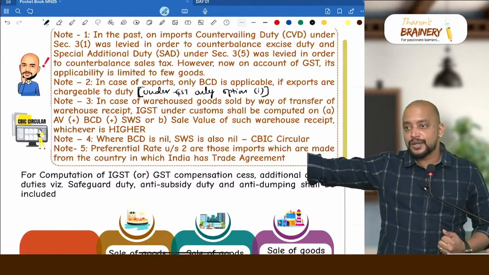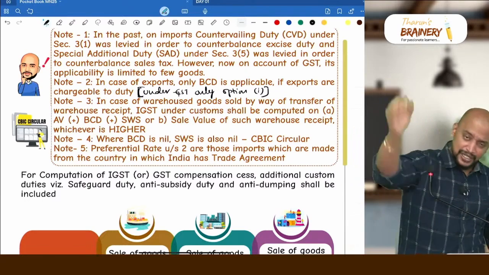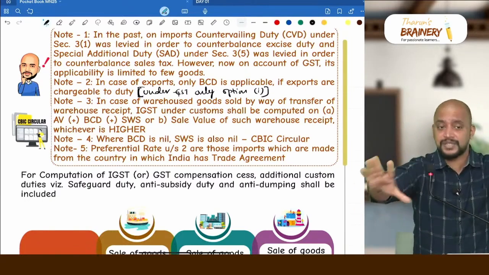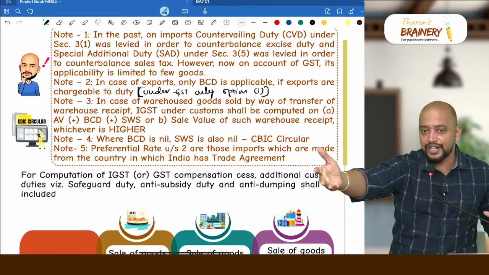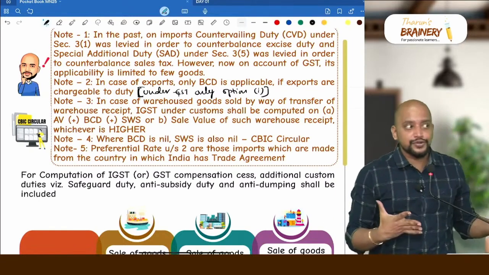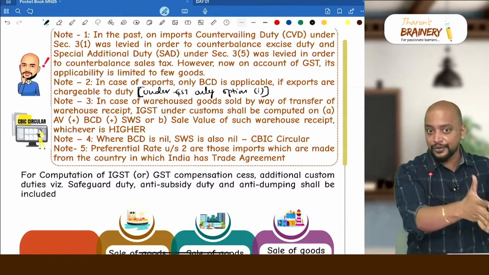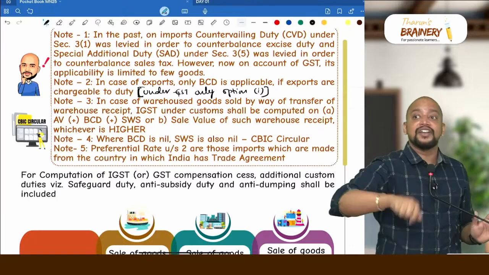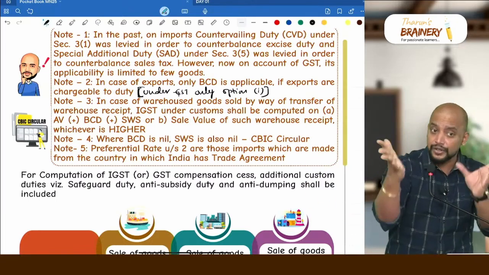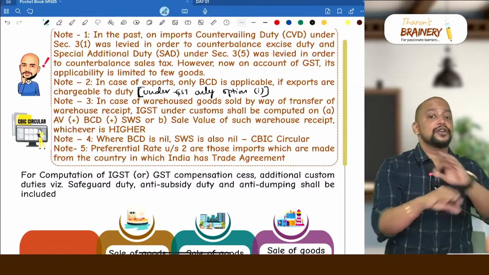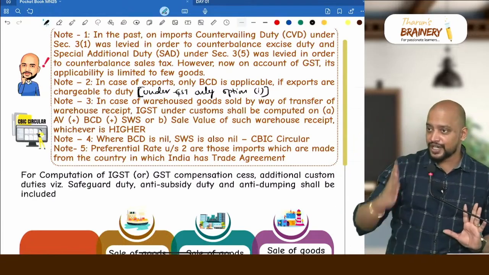When we transfer it to some other person, under GST section 7 subsection 2 read with Schedule 3, it is excluded from supply. Sale of warehoused goods is excluded from supply. For example, I am importing for $10,000, I keep it in the warehouse without payment of duty, and now I sell it to you by way of transfer of document of title for $12,000. Now on $12,000 I don't have to pay GST because it is excluded from supply.